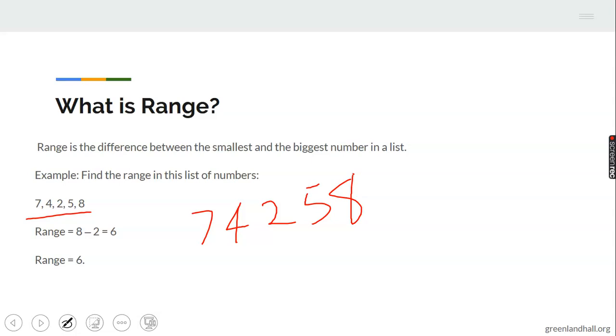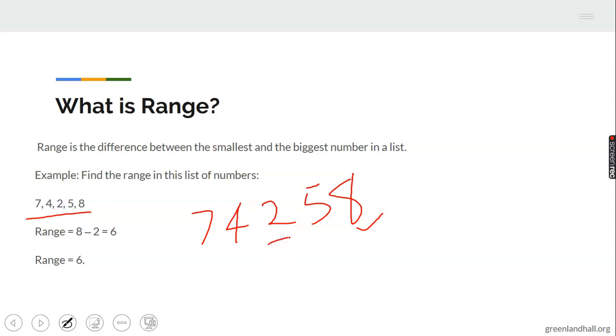What you do next is look for the highest or the biggest number. Now, the highest number here in this list is what? Anybody want to try? I hope you can see clearly. Good. The highest number is 8. And who can tell me the smallest number in this list? Okay, the smallest number is 2.